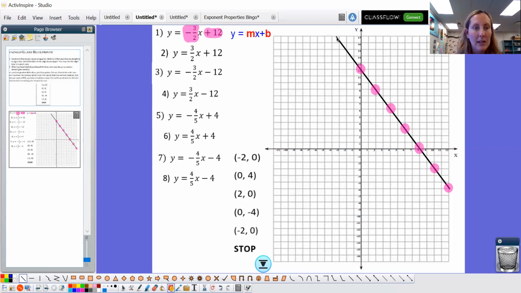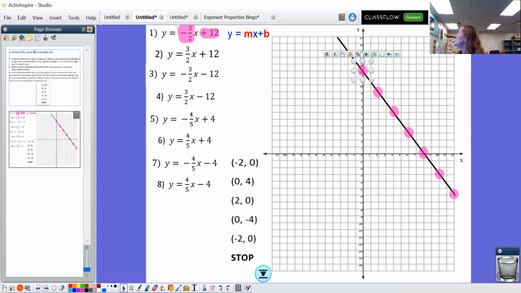Now I'm going to erase my points. My points are very large only so that you can see what I'm doing, but I'm going to take them off so we can graph our next line. Here we go. Are you ready? We've graphed the first line, yay us. I'm going to put a little check mark there.